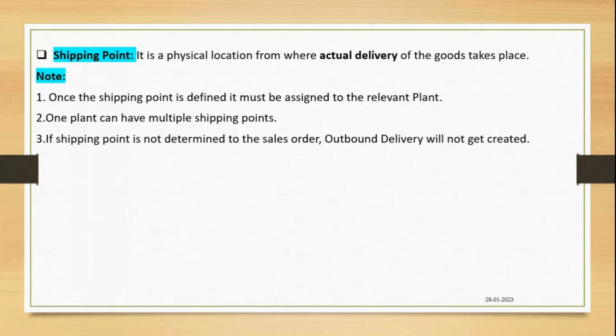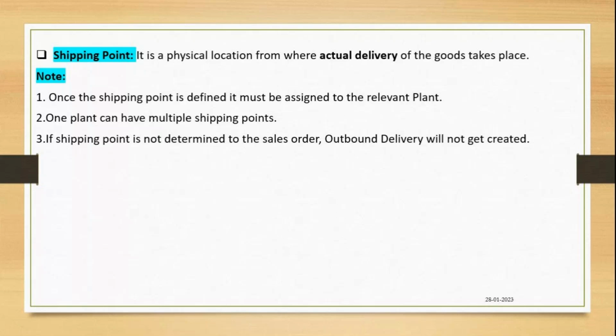The shipping point is a location where actual delivery takes place, and once you define a shipping point, we usually assign it to the plant, and multiple shipping points can be assigned to the plant. And if the shipping point is not determined in the sales order, then outbound delivery usually will not get created, because in order to create an outbound delivery, the shipping point is mandatory. If you say it like that, then they'll understand this guy knows all the functionalities of a shipping point.